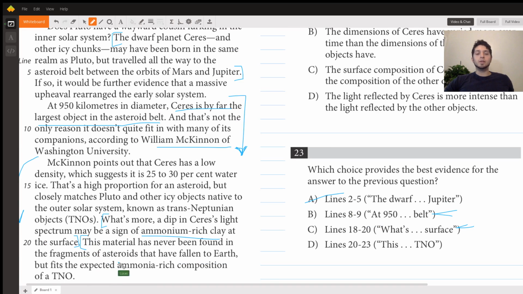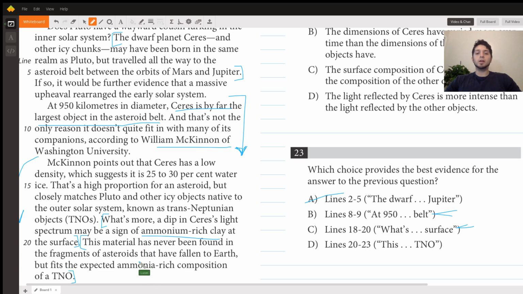And it's actually continuing the same thought as C. It says this material has never been found in the fragments of asteroids that have fallen to Earth, but fits the expected ammonia-rich composition of a TNL. So now I have to make a decision here because C and D are actually sort of talking about the same thing. It's basically talking about the fact that it has this ammonium-rich clay at the surface. So not both of them can be correct.